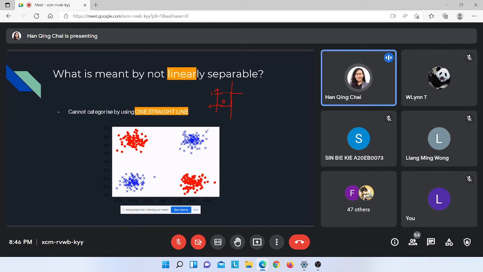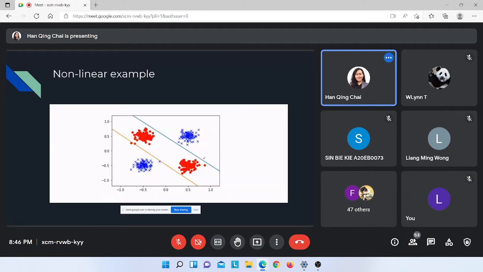Then I draw it like this. Oh, it's still not separated. Then I draw it like this or this. It's still not separated, right? Even if I draw it like this, it's not separated. So it is actually not very efficient. So how do we actually separate this part? It is not possible to use a straight line. Therefore, we have to use something called the activation function. So this is something called a non-linear example.